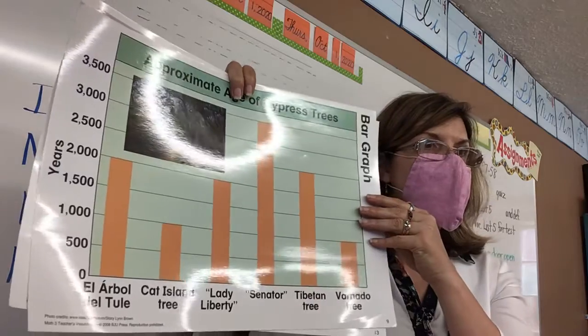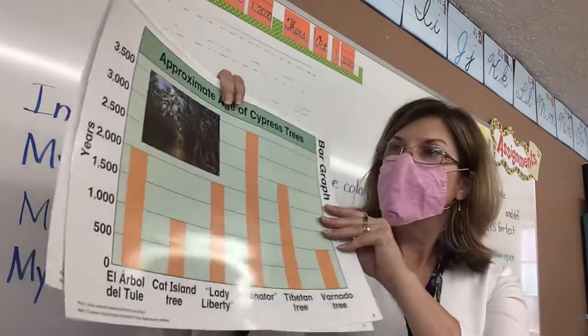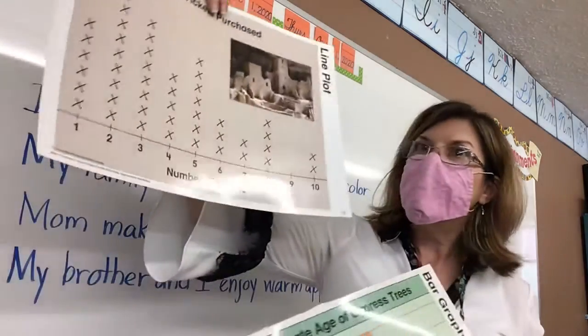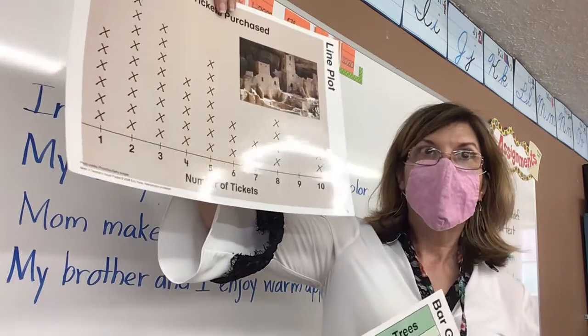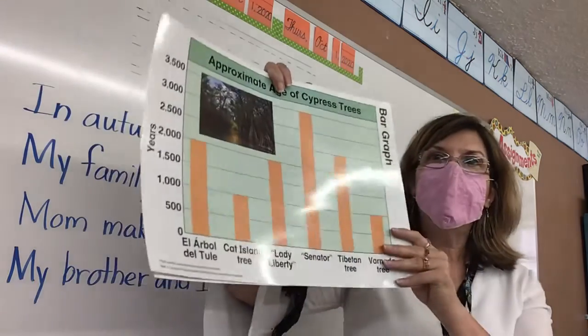Are your eyes up here? Put your pencils down, please. Bar graph and a line plot. Okay? So let's look first of all at the bar graph.